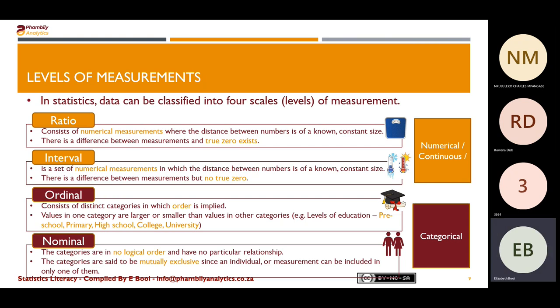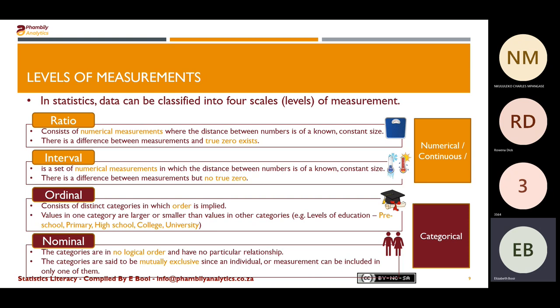Like on a scale of 1 to 5, when you are rating a service and say 1 being poor and 5 being excellent, there is an order because it's from 1 up until 5, from poor to better or excellent. So there is an order in terms of how you rate that service. With nominal, there is no order. Male and female, there is no logical order in terms of how the values are.